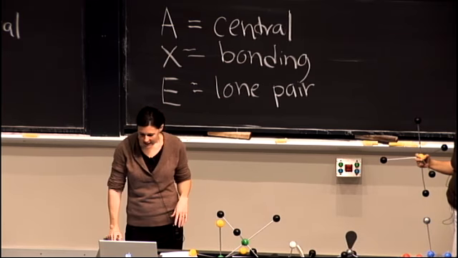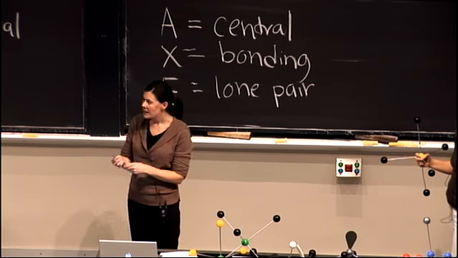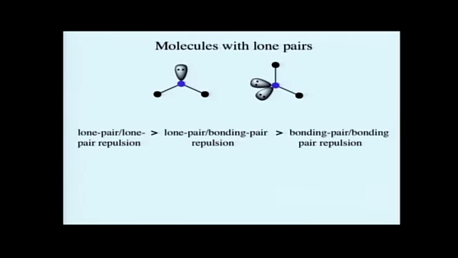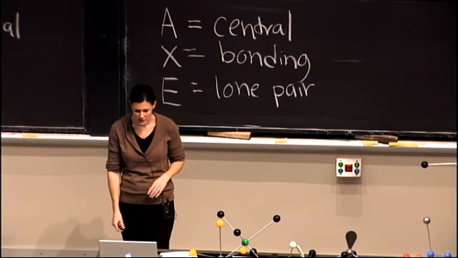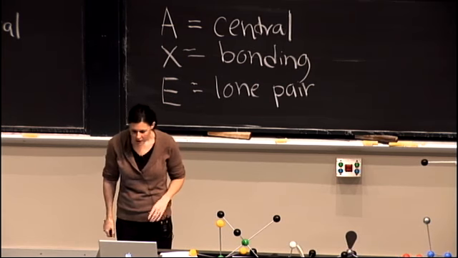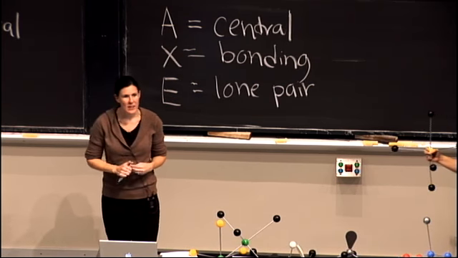So let's think a second about the order that this will be in. The biggest repulsion we would feel is if we have two different lone pair electrons, or lone pairs. They're going to have the most repulsion. In the middle is a lone pair with a bonding pair. And then the least repulsion is going to be between two bonds, or two bonding pairs of electrons. So let's look at an example of where this comes up.